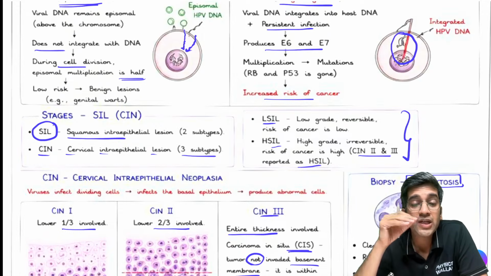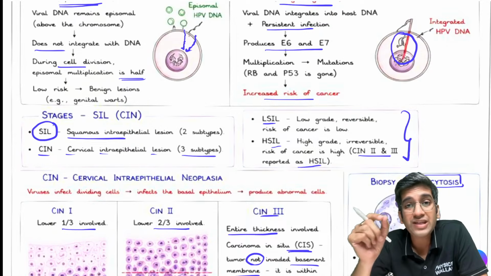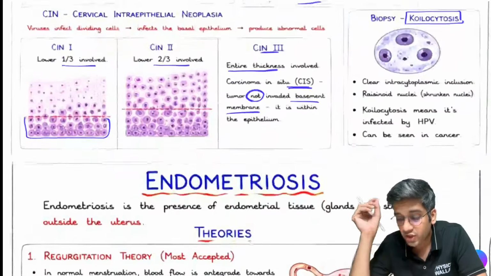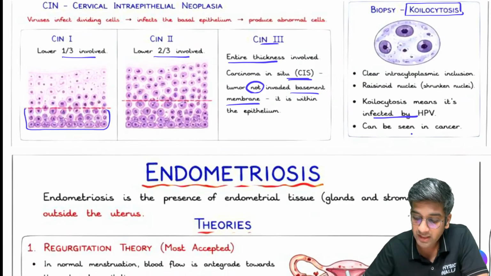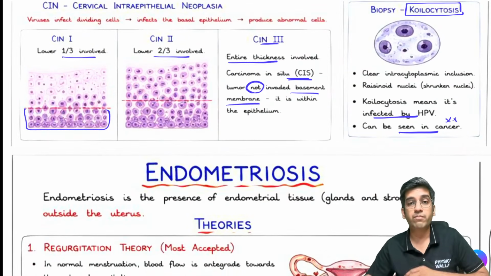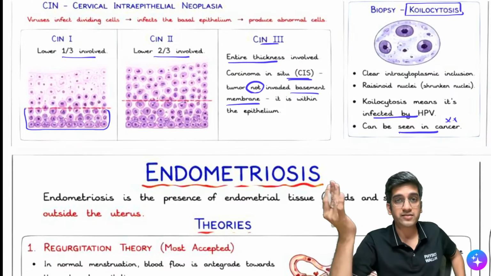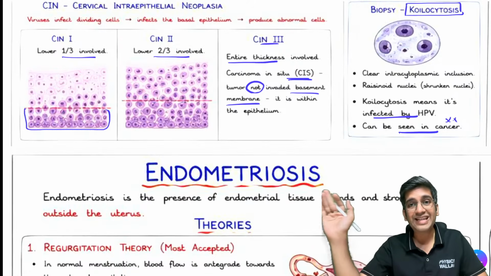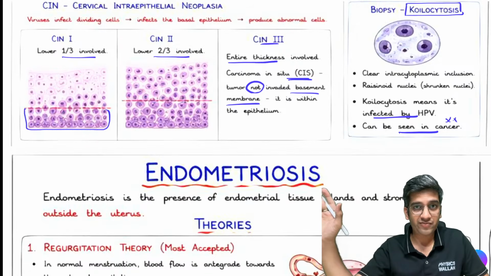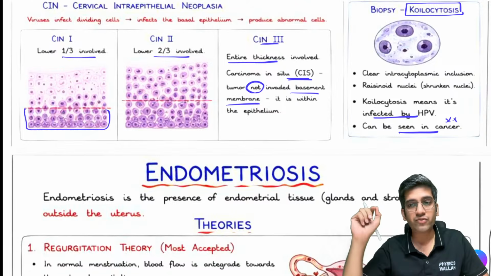It means the patient has only HPV infection and not cancer. This is an evidence of HPV infection, that's all. It can be seen in cancer, but it doesn't mean this is equivalent to cancer. For me to call something as malignant, I need dysplasia features. Coilocytosis is an evidence of HPV infection.